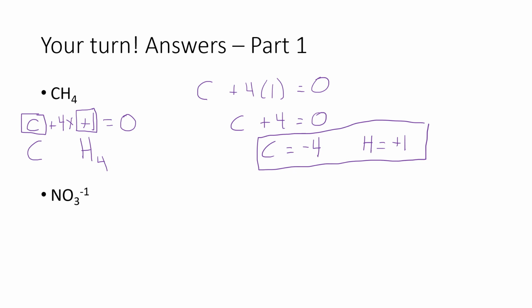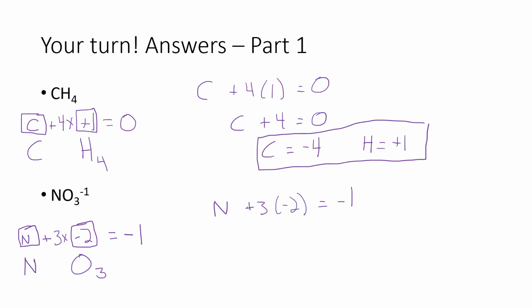In the nitrate ion, we've got NO3. We'll draw a box for each oxidation number. Nitrogen is unknown. Oxygen by rule is -2. We have 3 of them, so we'll have to multiply that by 3. We'll add that up, and it has to give us the charge. Well, the charge on the nitrate ion is a -1. So cleaning that up a little bit, we have our unknown nitrogen plus 3 times a -2 is equal to -1.